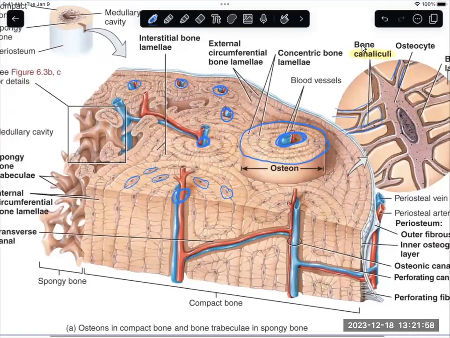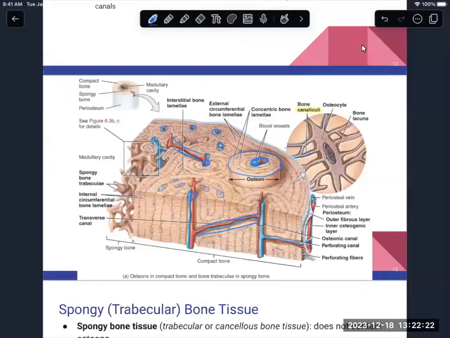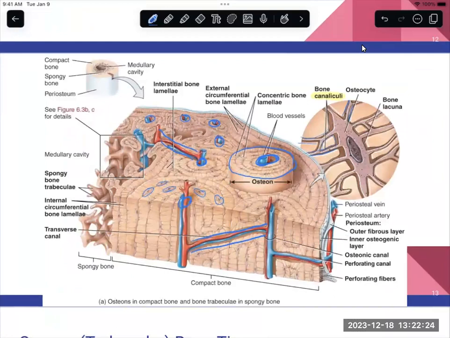We're also going to have these transverse canals that go between the two osteons, or between osteons here. You can see some coming through here. This is how we get blood from one area to the next. So you can see how there is lots and lots of blood supply going to this bone tissue just to help maintain everything that is happening here.